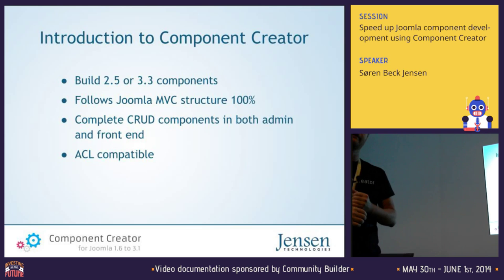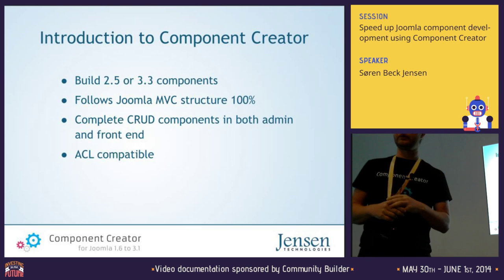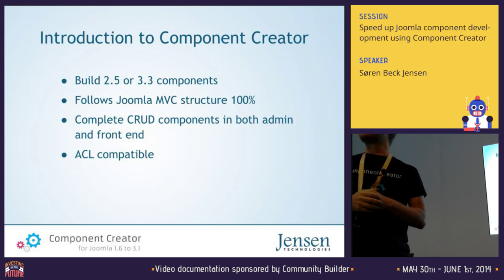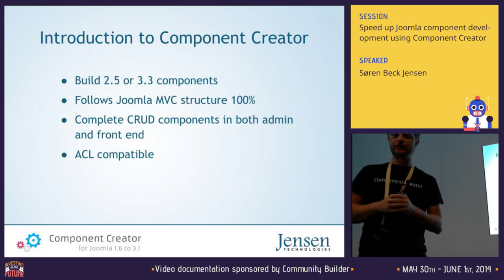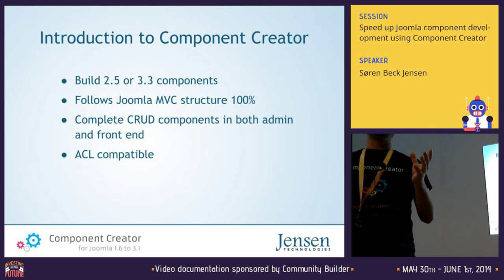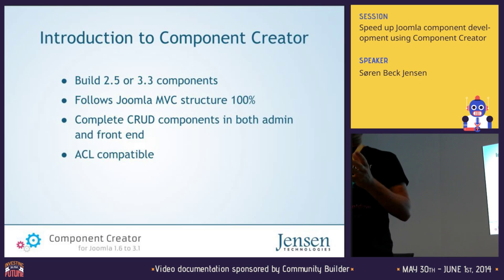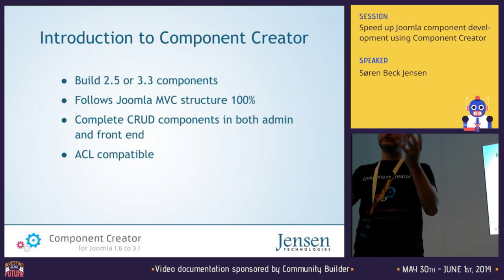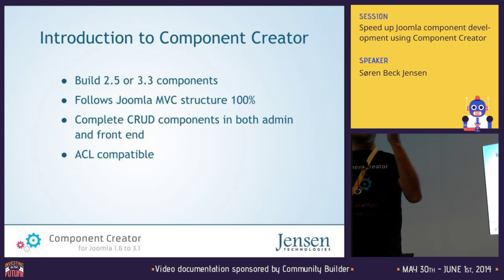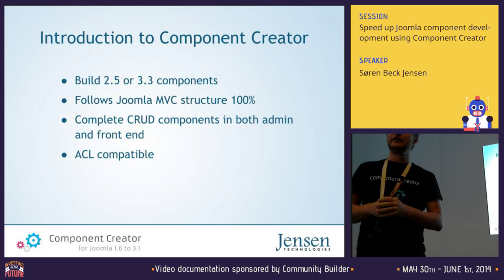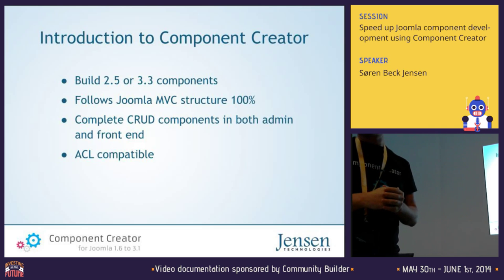You can use it to build 2.5 or 3.3 components, and we try to always keep on top, and as soon as a new version of Joomla is released, we also release a new builder that matches the latest version. We follow the Joomla model view controller structure as closely as we can, so basically the code we generate would be what the perfect developer would generate. And that's really where you save the time, is that you can generate bug-free code as a base for your further development. Save lots and lots of hours of work.